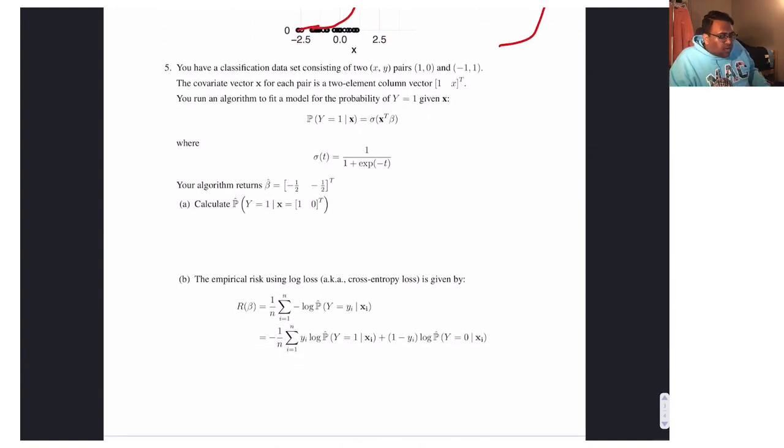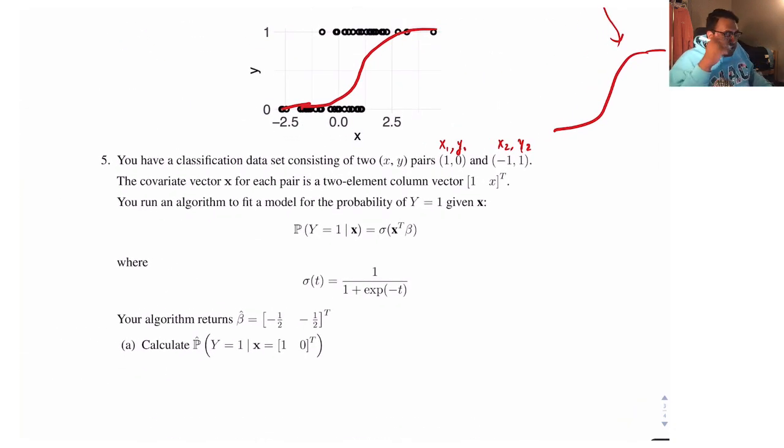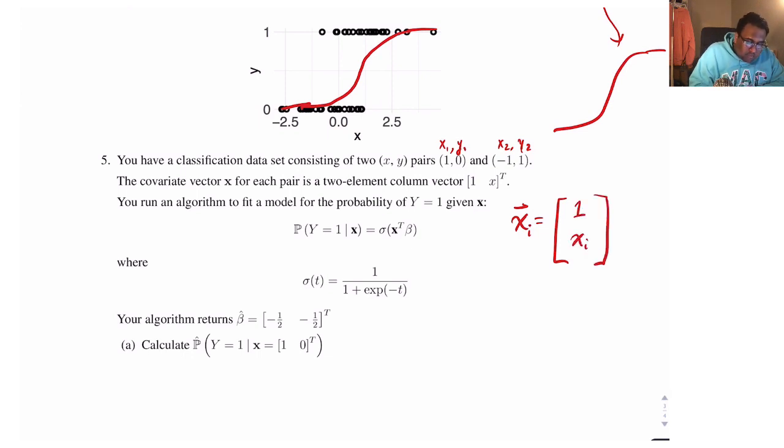In number 5, we're told that we have a classification data set consisting of two xy pairs, (1, 0) and (-1, 1). So to be explicit, this is x1, y1, this is x2 and y2. Okay, the covariate vector x for each pair is a 2-element column vector (1, x). So what this is really saying is, in order to come up with your vector corresponding to a single feature, you take your scalar xi and put it in a vector along with the value 1. And the reason we do that is so that we can have an intercept or a bias term.